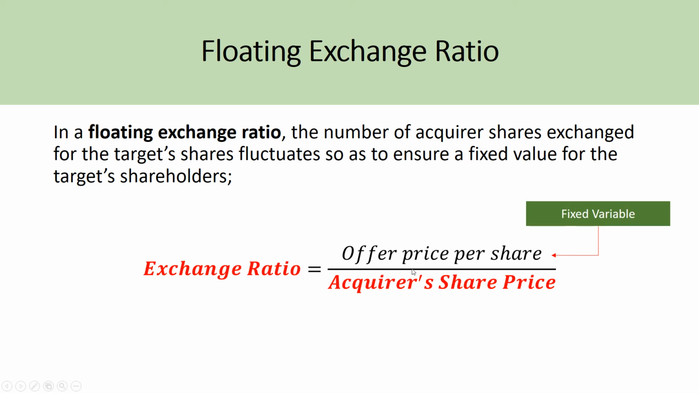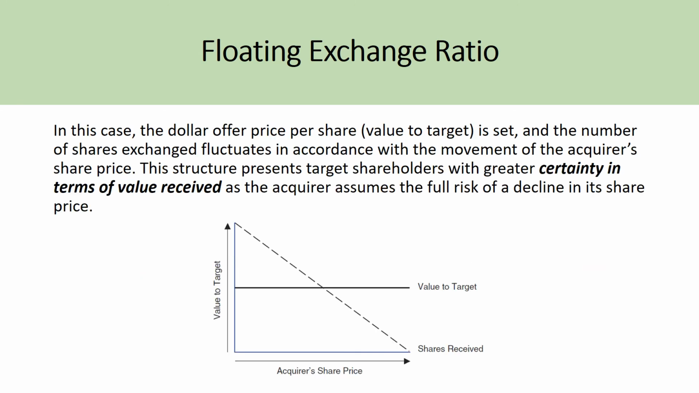If the acquired share price drops to 50 cents and the offer share price is just 1, then what happens is that the exchange ratio increases to 2, right? And so because of that floating exchange, nothing happens to the value to the target. So the value of the deal itself does not change in a floating exchange ratio.